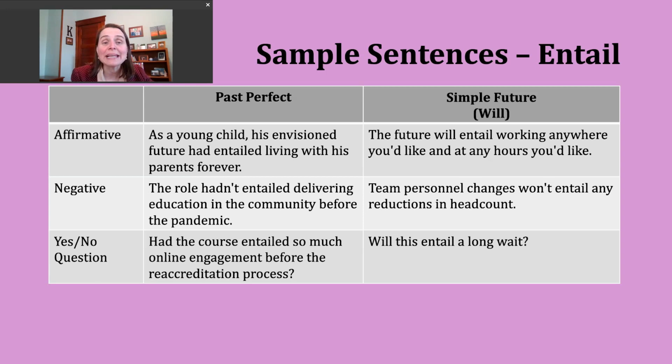Finally, let's look at making a yes or no question in the past perfect. To do this, you start with had, then you're going to have your subject, and then the participle form of the verb. Here's another example. Had the course entailed so much online engagement before the reaccreditation process?